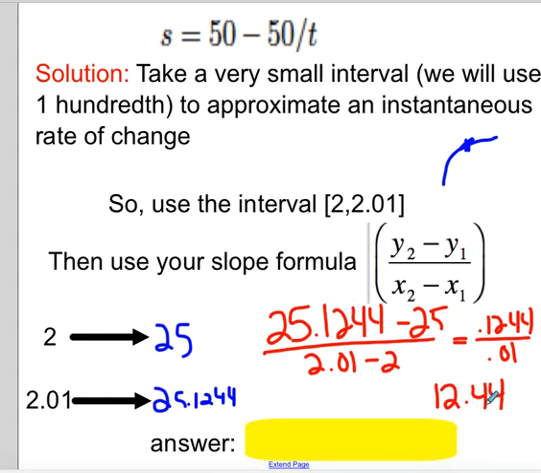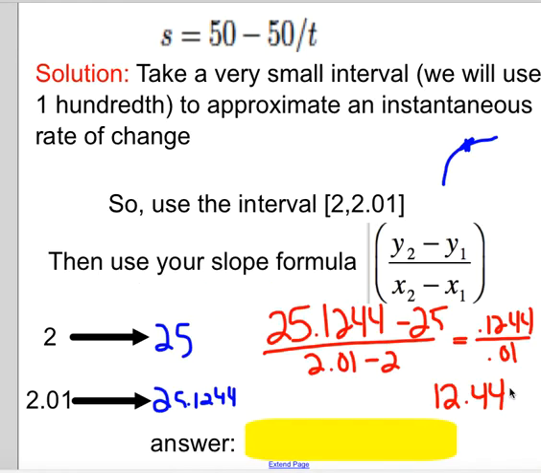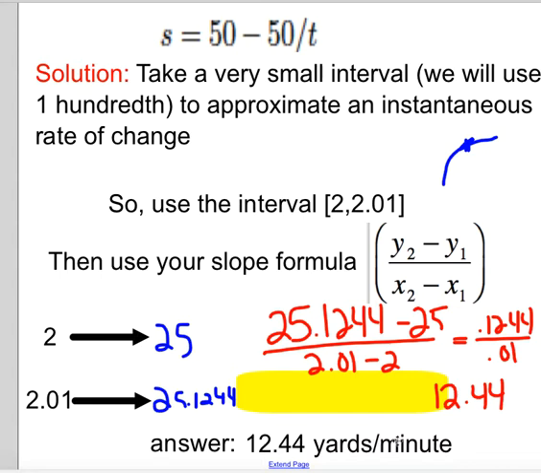That way my final answer is going to have 2 decimals, because every time you're going to end up multiplying by 100 or dividing by 0.01. So 12.44, again, it's the y's over the x's. So the y's, in this case, represented yards, and t's, or the x's, represented seconds. So my final answer is a y over an x, so it's going to be 12.44 yards per minute.